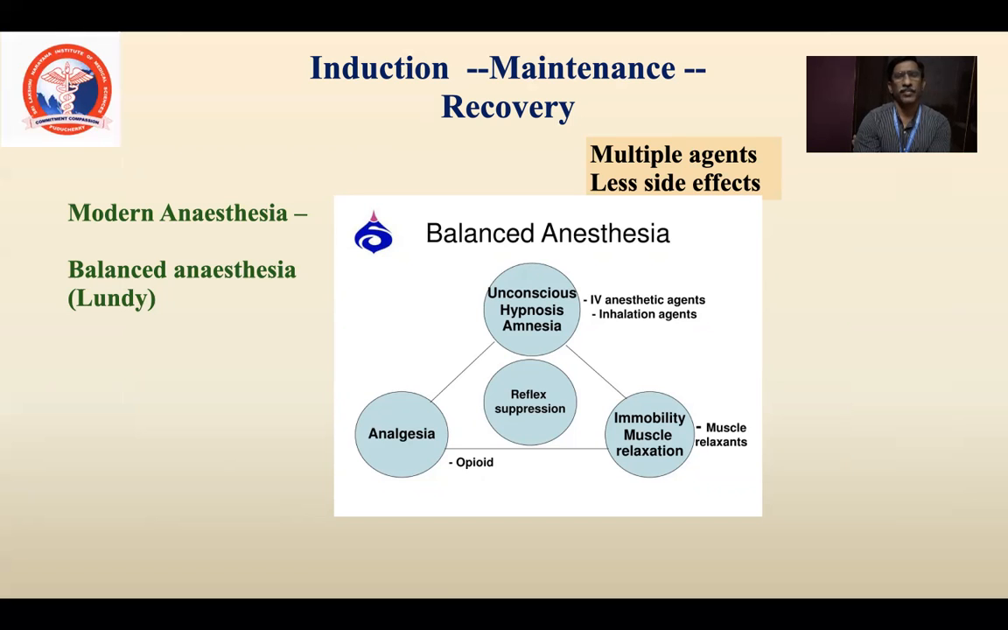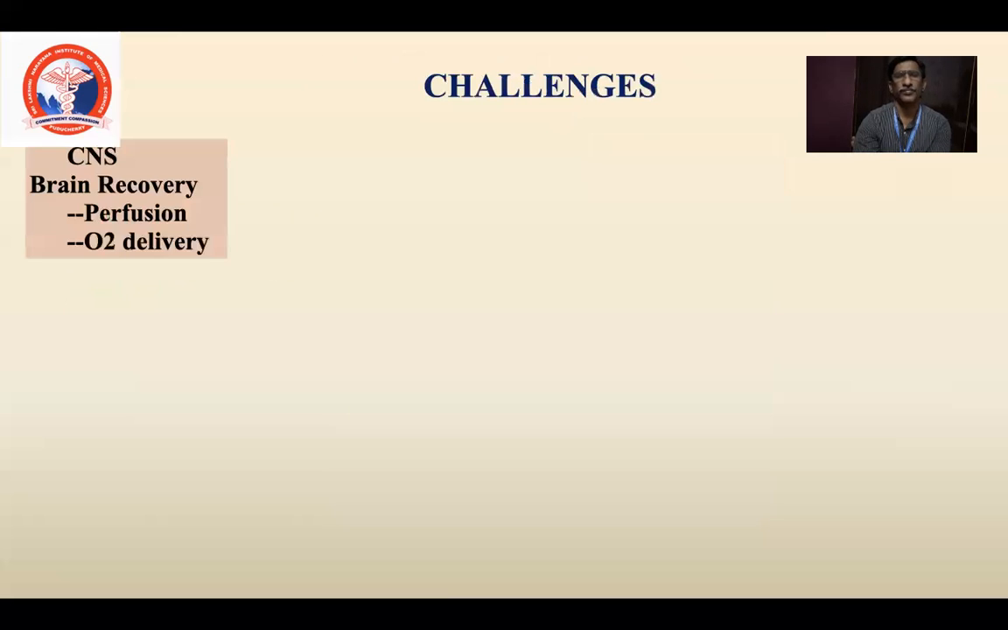Then analgesia, we use opioids and nitrous oxide. Immobility or muscle relaxation, we use a separate group of drugs called muscle relaxants. So this causes reflex suppression from pain to movement, the reflex suppression. So we have now balanced anesthesia using multiple agents.